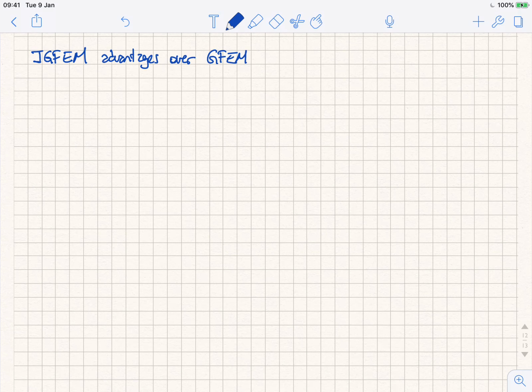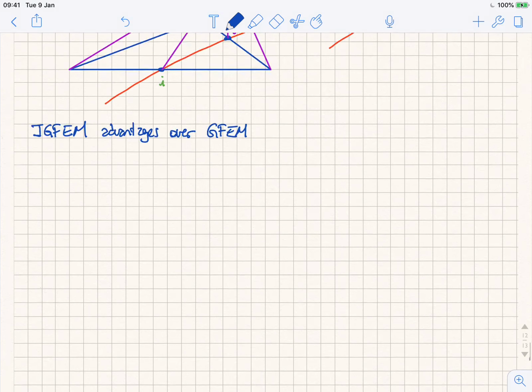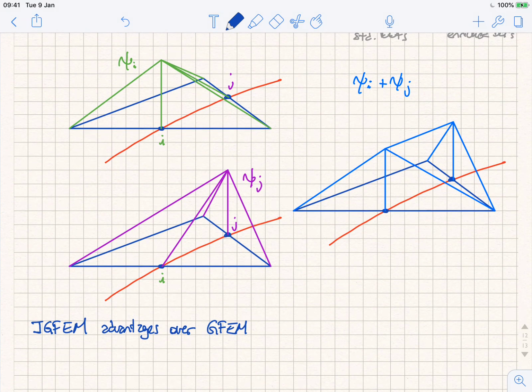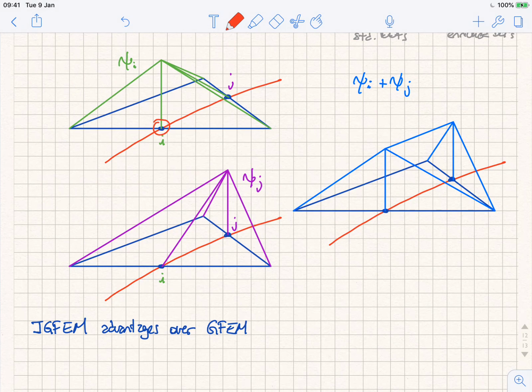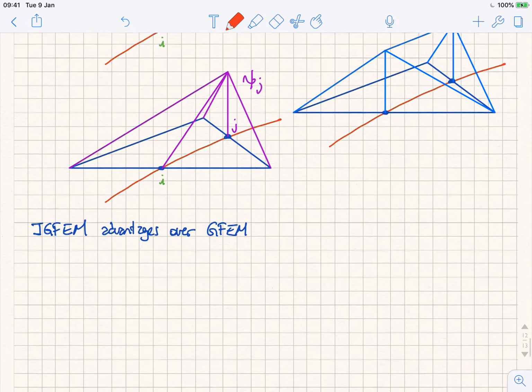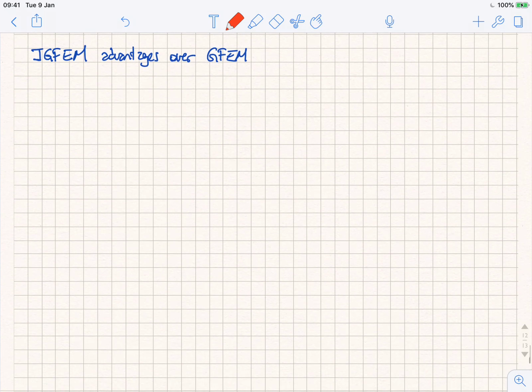In IGFEM, we're adding enrichments to nodes that are created along the discontinuities. So what you see here, for example, is that if I want to construct this psi I function, then I create a node right here, and then I associate that node to that enrichment function. So this is the main difference between IGFEM and GFEM. DOFs, or degrees of freedom, are added to nodes that are created along the discontinuities.